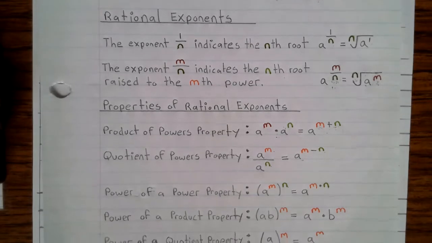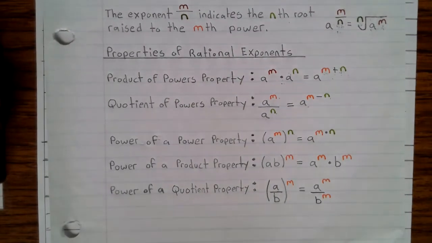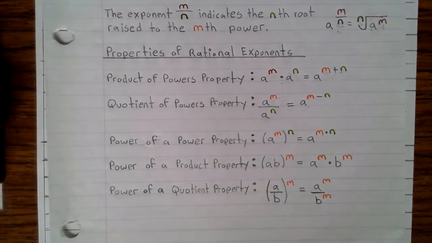Properties of rational exponents. Product of powers property: a to the m power times a to the n power is equal to a to the m plus n power. Quotient of powers property: a to the m power divided by a to the n power is equal to a to the m minus n power. Power of a power property: a to the m power to the n power is equal to a to the m times n power.